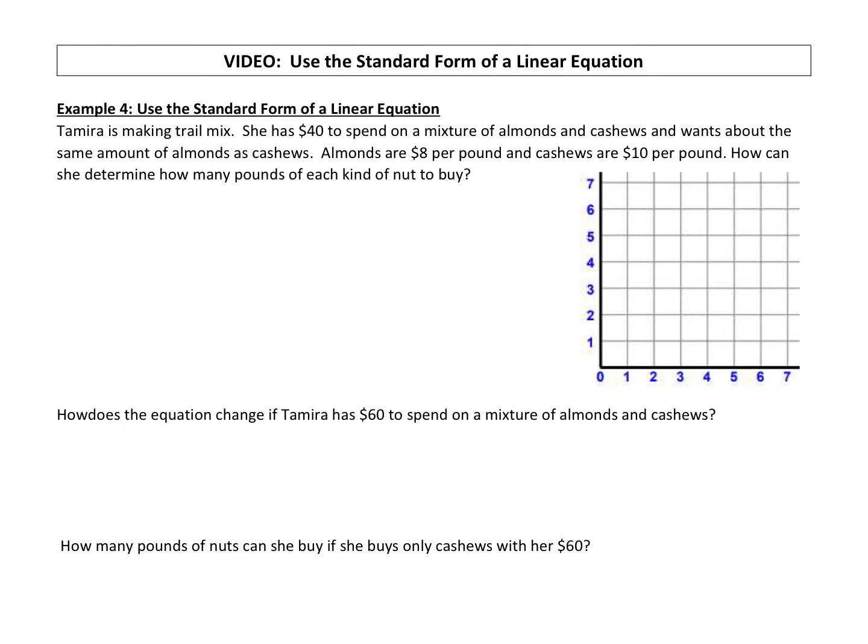Okay, so of course we're going to have a word problem, right? See how standard form fits in the context of a situation? So we've got Tamira. Tamira is making trail mix. She has $40 to spend on a mixture of almonds and cashews, and wants about the same amount of almonds as cashews. Almonds are $8 per pound and cashews are $10 per pound. How can she determine how many pounds of each kind of nut to buy?